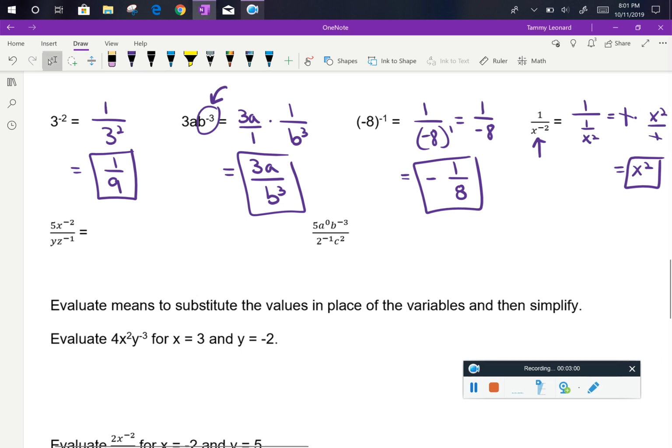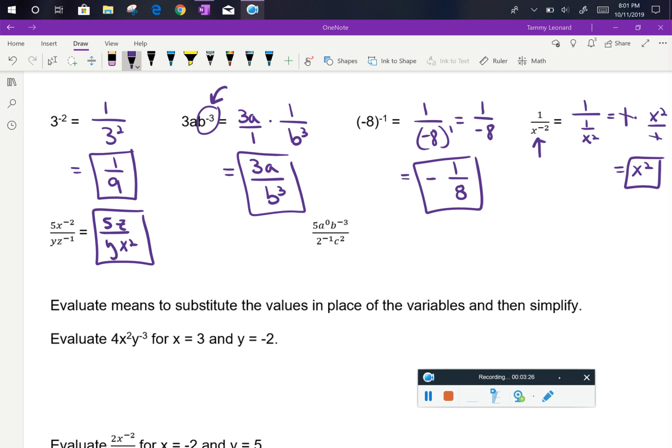In our next problem, we see a 5 and a y, which don't have any exponents, so they're not going to move anywhere. The x squared to the negative second is in the numerator, which means it wishes it was in the denominator. The z to the negative first power is in the denominator, which means it wishes it was in the numerator. There aren't any negative exponents left, so that's our final answer.